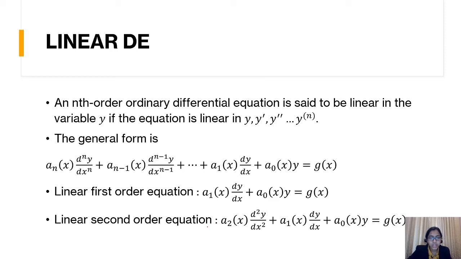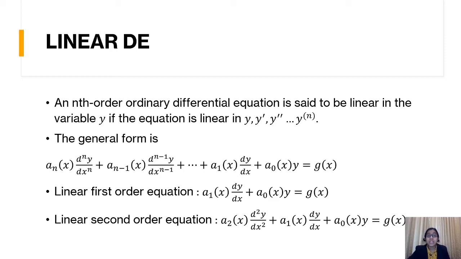Now the linear second order equation will be of the form a2 of x into d square y by dx square plus a1 of x into dy by dx plus a naught of x into y equal to g of x. That is the general form of a second order linear differential equation.